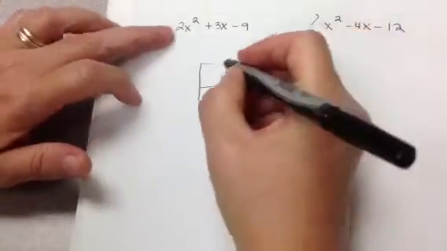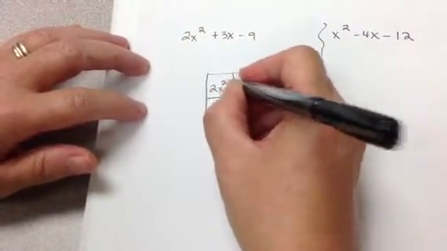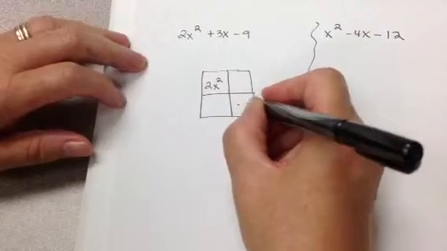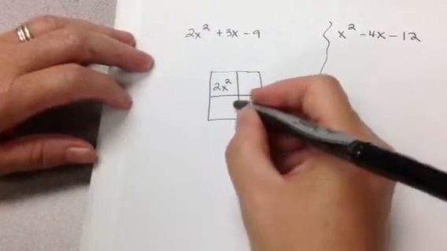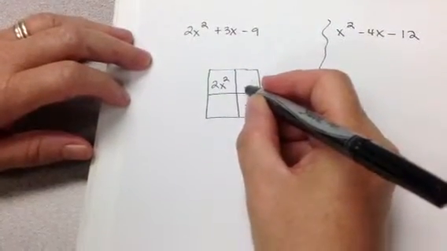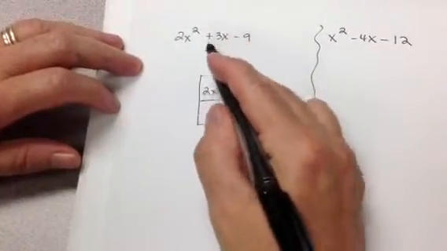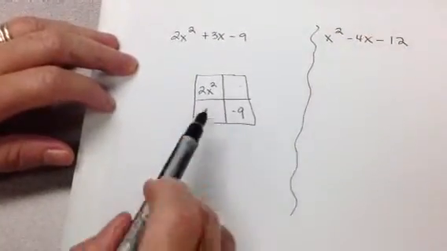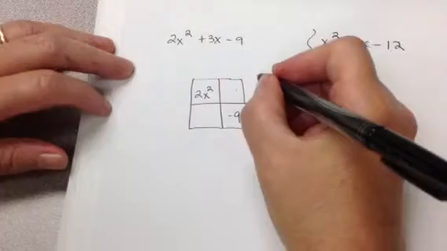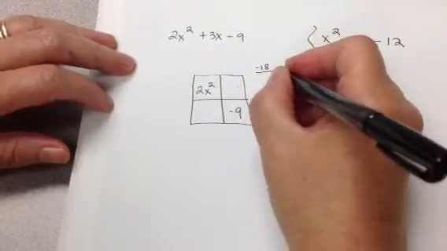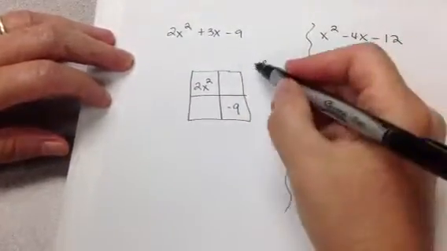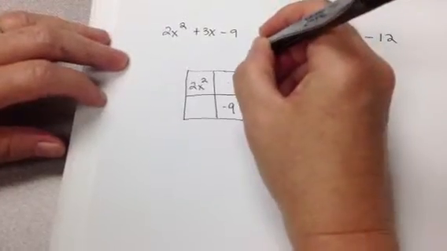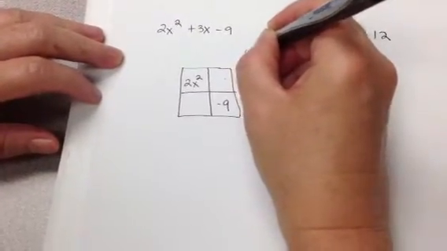Okay? So I'm going to put my 2x squared in this box. I'm going to put my negative 9 in this box. And I have to figure out what two terms would work to give me a 3x. That's my goal. To do that, I do 2 times negative 9 and get negative 18. Uh-oh, that's different. It's negative, not positive. That means I have positive terms and I have negative terms.